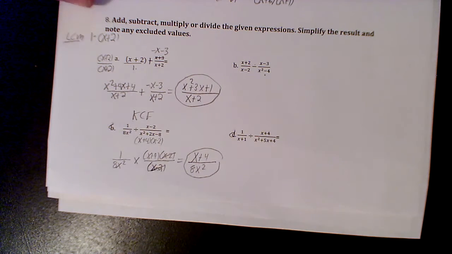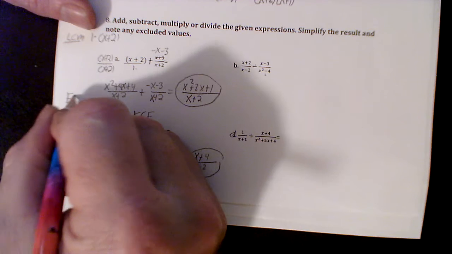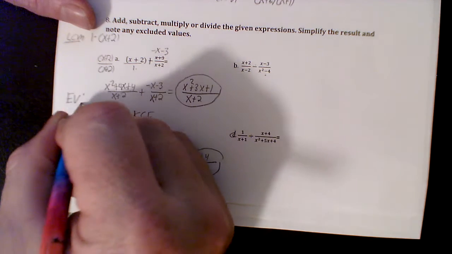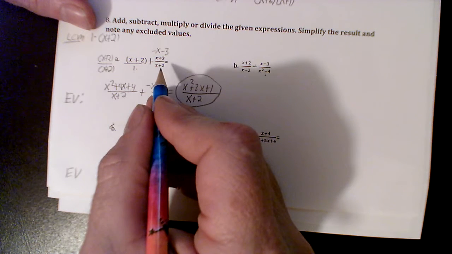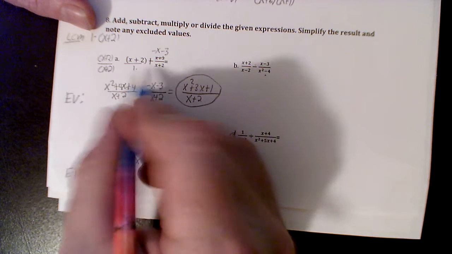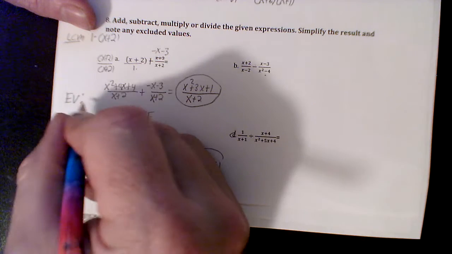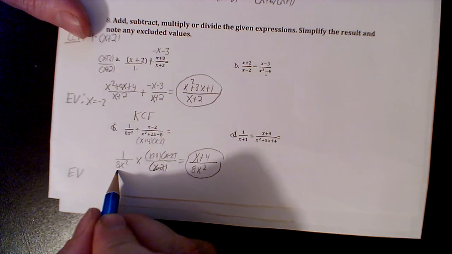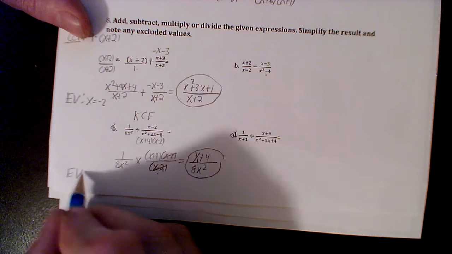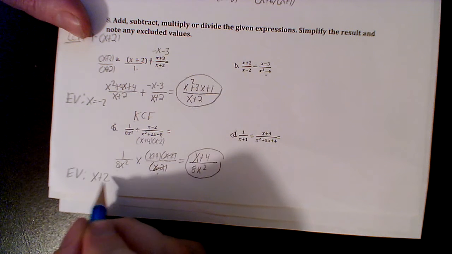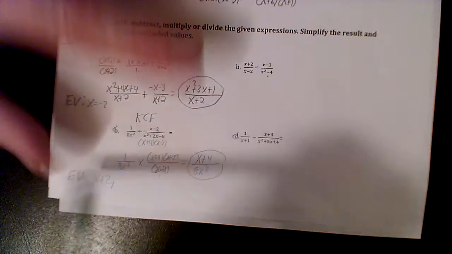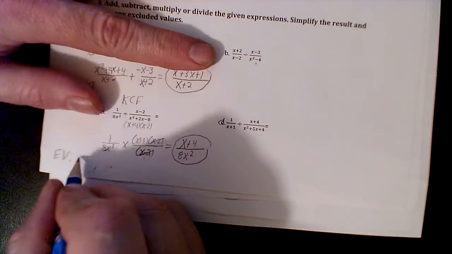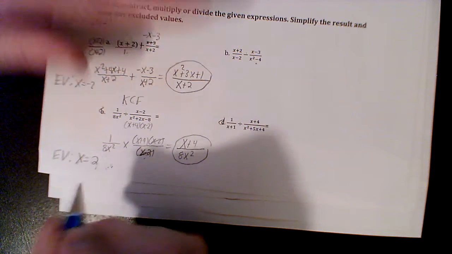Now, something I haven't done for either one of these are EVs. So those are excluded values, right? And you go to the original problem, and any factor in the denominator set equal to 0. There's only one in the denominator here, which gives me x equals negative 2. And there's 8x squared and x minus 2. I think everyone can see the x minus 2 would give me x equals 2. Even though it crosses off, you include that. I should say x equals negative 2, right? It's a minus 2, so x equals positive 2.